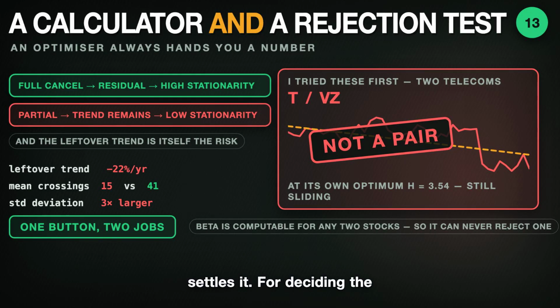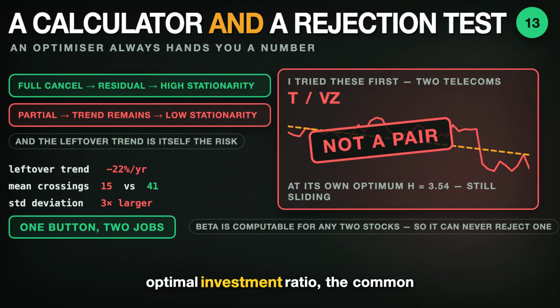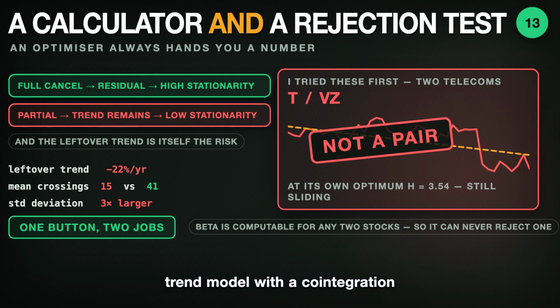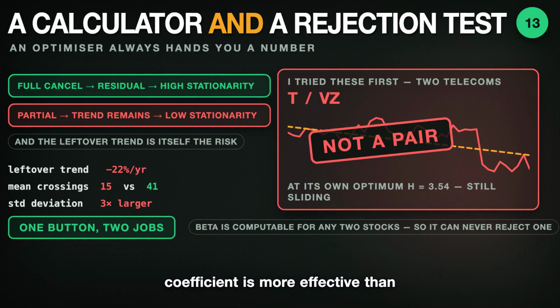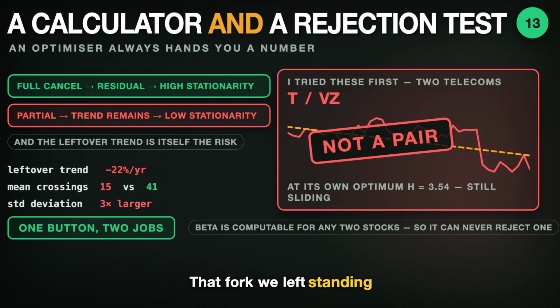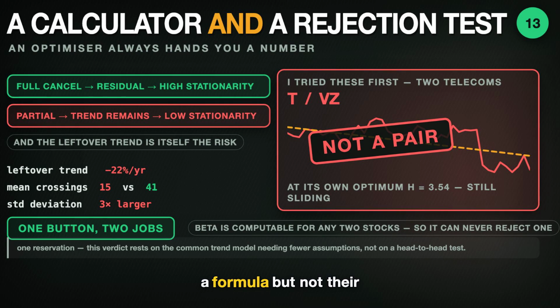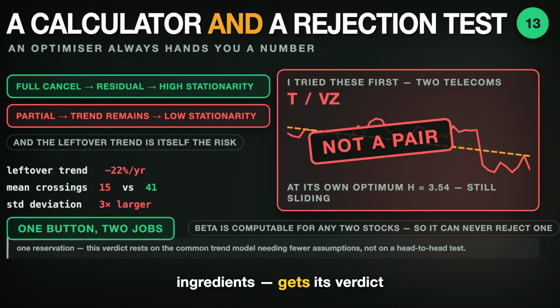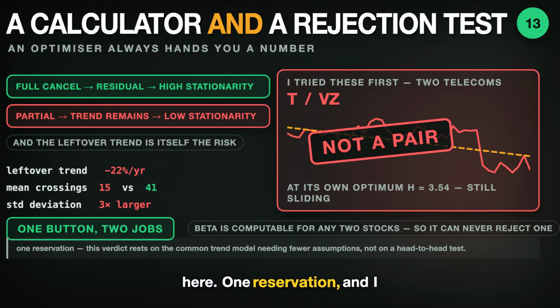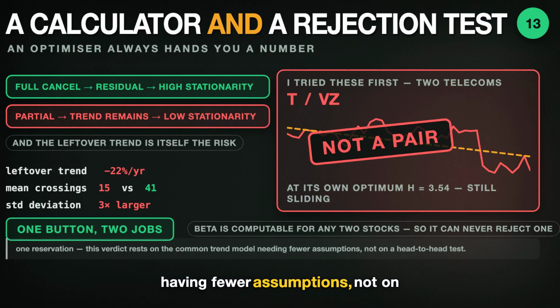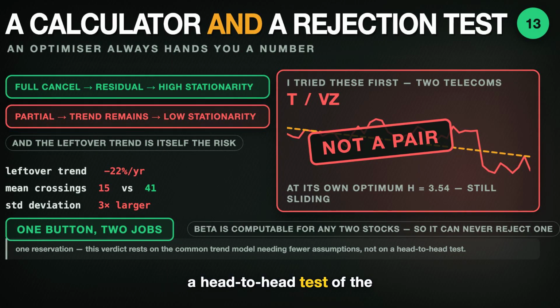Which settles it? For deciding the optimal investment ratio, the common trend model with a co-integration coefficient is more effective than the market model with beta. That fork we left standing in part 9, beta and the co-integration coefficient share a formula but not their ingredients, gets its verdict here. One reservation, and I want to be straight about it. That verdict rests on having fewer assumptions, not on a head-to-head test of the two.